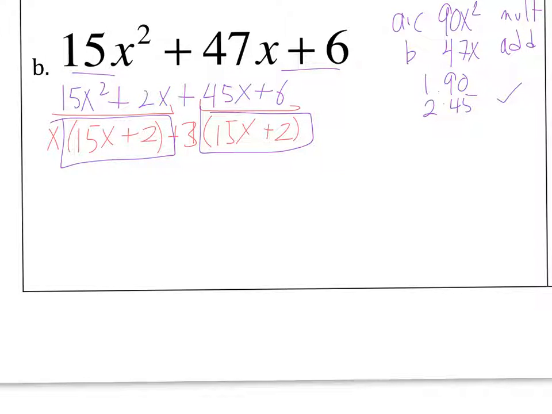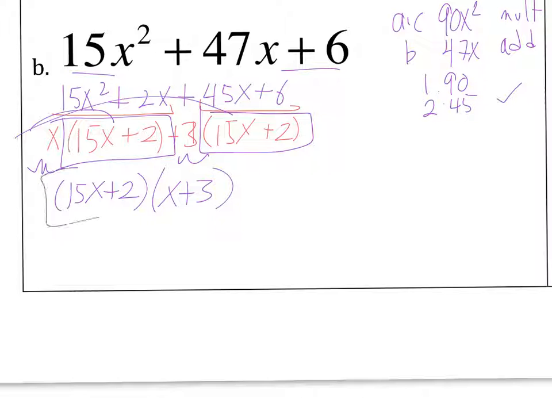Both of these now have a 15x plus 2. I can take those out and undistribute them into one parentheses. My leftovers are x and plus 3. This is my final factored form of this problem.